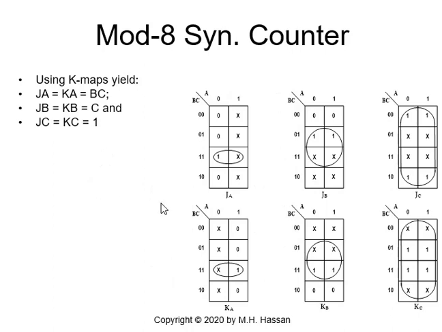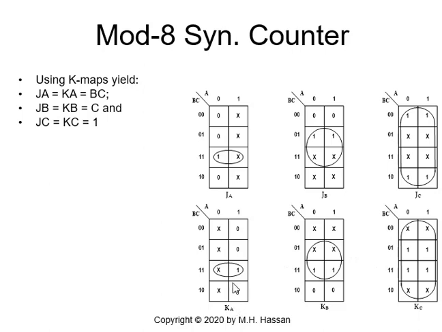Now JA will give me the best thing we can do. We can make a group of 2. The 0 will cancel with the 1 for the A, and I have BC. The same thing with JB, I will have a BC. Now JC will give me 1, and KC also will give me 1.